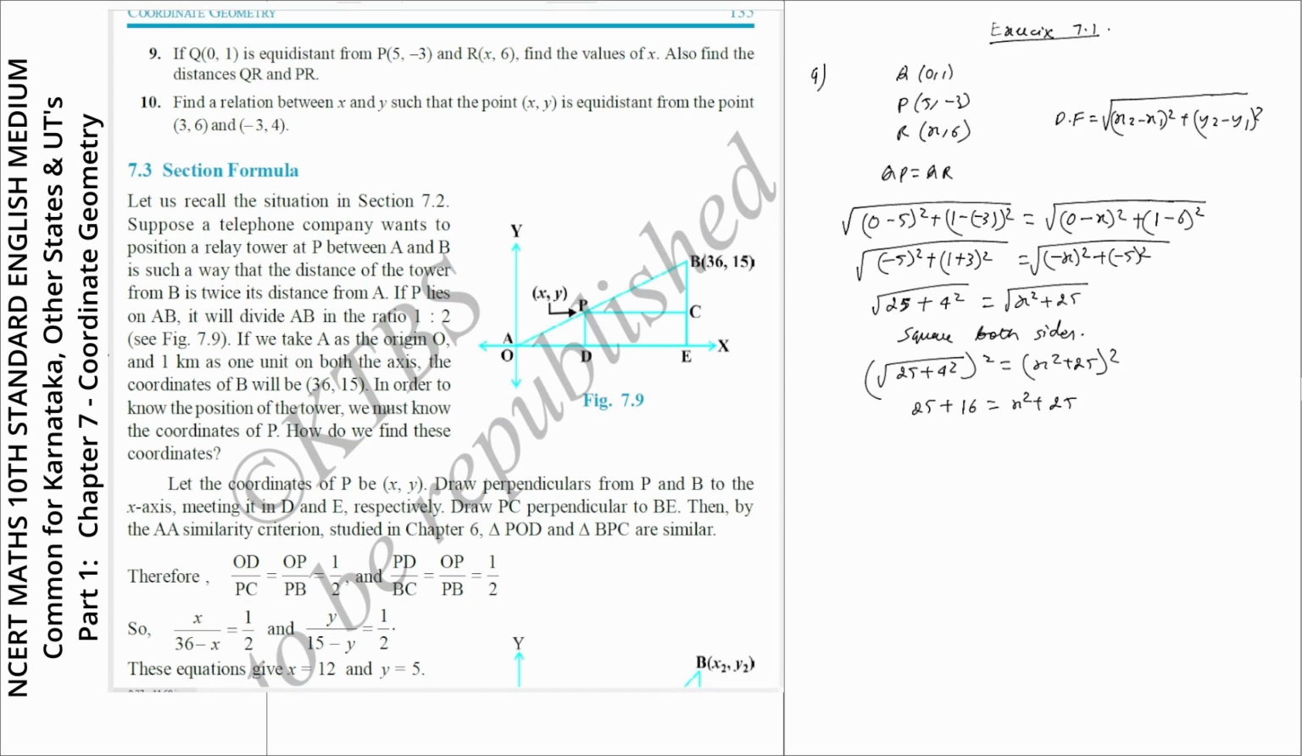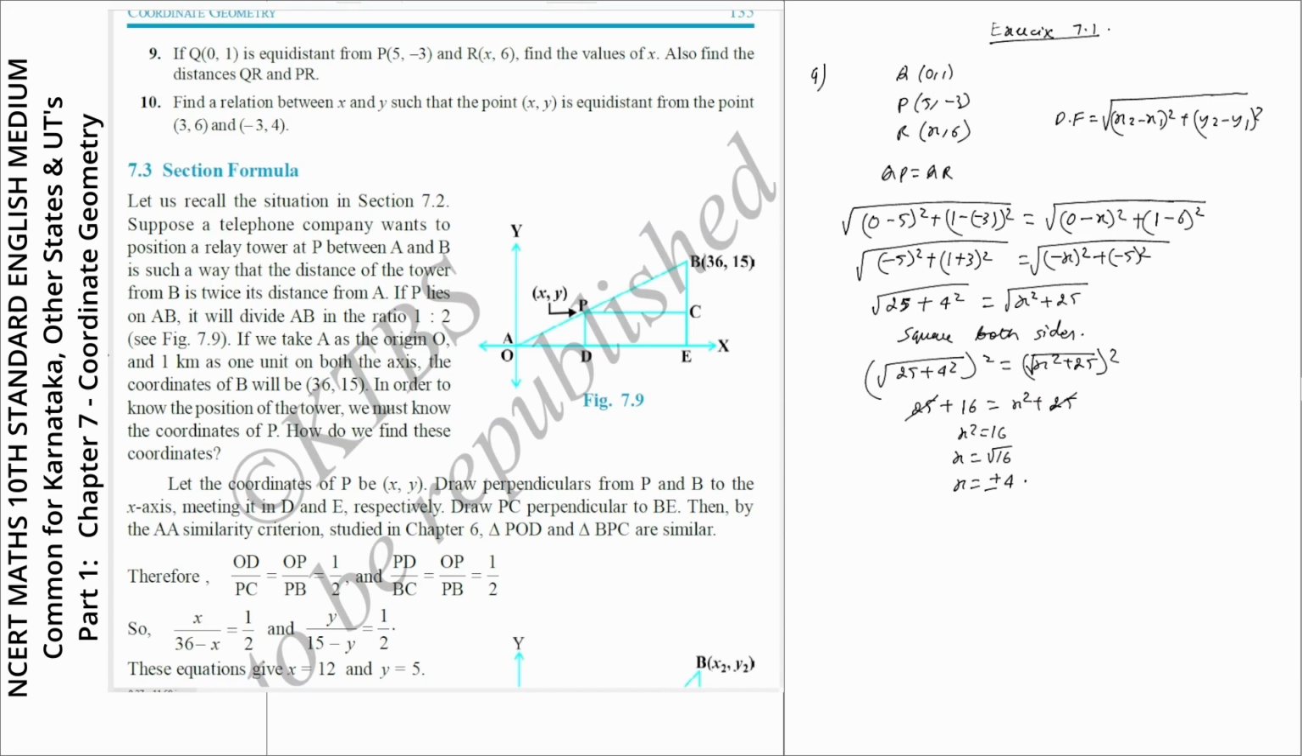So squaring both sides. Now it's correct. So now 25 will get cancelled. X square is equal to 16, or x is equal to square root of 16. So x is equal to plus or minus 4.